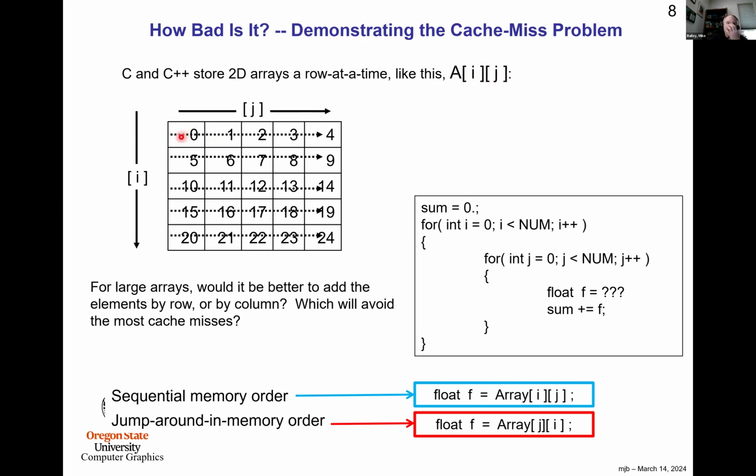And so if I need to, say, add up all the members of a 2D array and I do it horizontally, that's great, right? Because they're all sequential in memory.